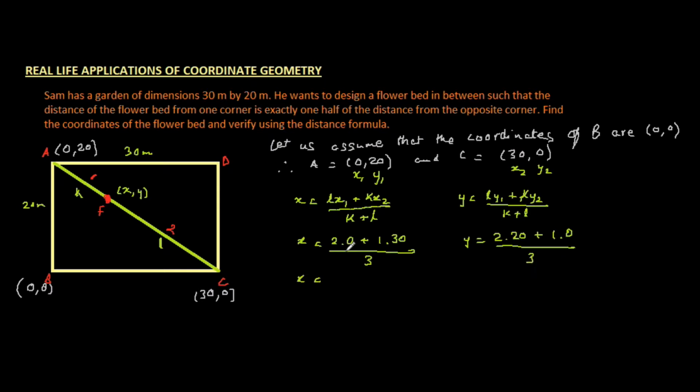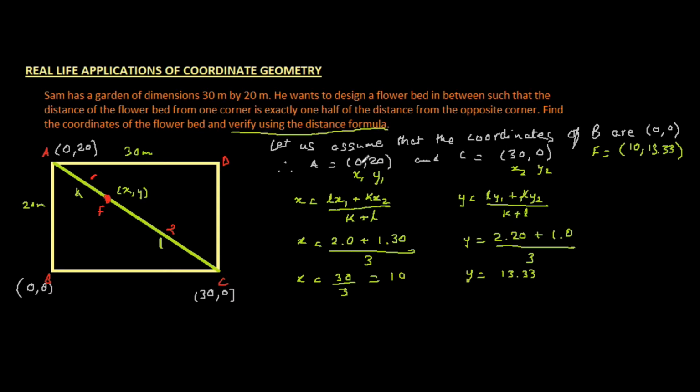So the x coordinate in this case would be 2 times 0 is 0 and 1 times 30 is 30. 0 plus 30 is 30. So 30 upon 3, or we can say that is 10. And the y coordinate would be 2 times 20 is 40. 40 plus 0 is 40. 40 upon 3 would be 13.33. So obviously the ordered pair, the point F, we can write it here, is (10, 13.33).